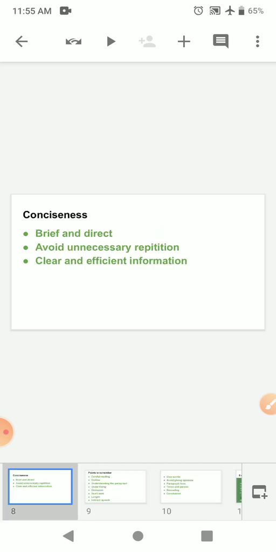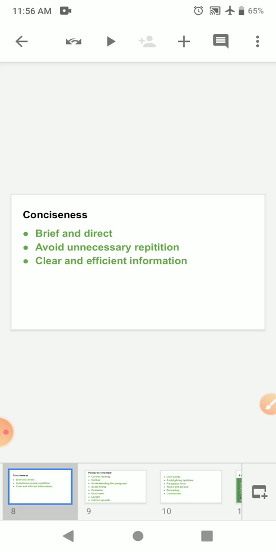Then we have conciseness. A Precis should be brief and direct. One should avoid unnecessary repetition. Clear and efficient information should be given in a Precis. Conciseness is basically a desirable quality of a good Precis. Conciseness means to say all that needs to be said and no more. The writer should write what is necessary and avoid unnecessary details.